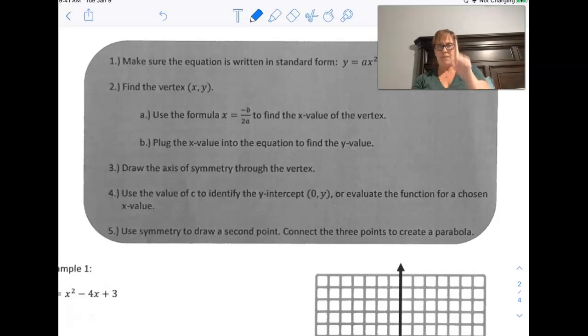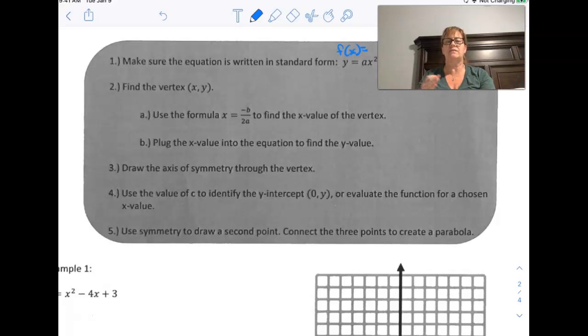Number one, make sure that the equation is written in standard form. If you've got this in standard form, it gives you a lot of information. Notice that this paper says y equals ax squared plus bx plus c. Remember, that's also the same as saying function of x equals ax squared plus bx plus c. Okay? Once you have it in standard form, you're ready for step two.